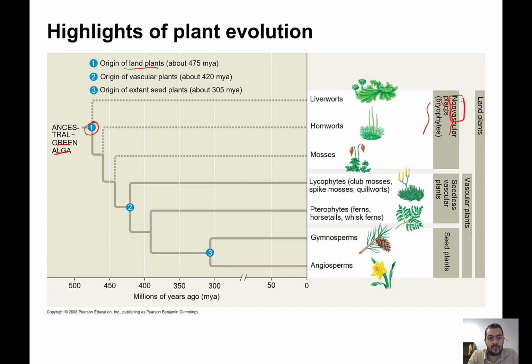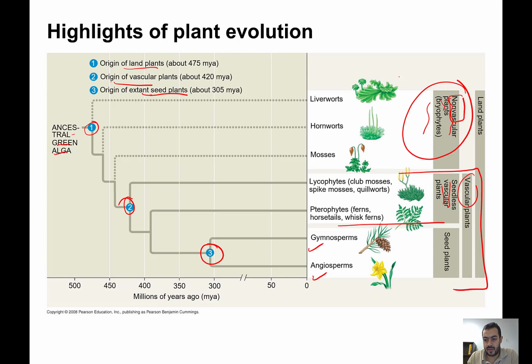The next step in evolution was the origin of vascular plants. The remaining three groups were all characterized by being vascular plants, the first of which was the seedless vascular plants. The next step in evolution was the appearance of seed plants, which include the gymnosperms and the angiosperms. We are going to focus in this video on the first group, which is the non-vascular plants.